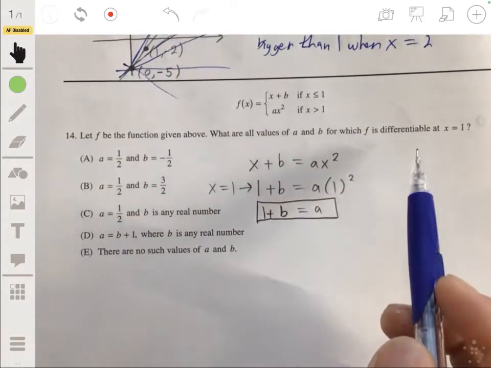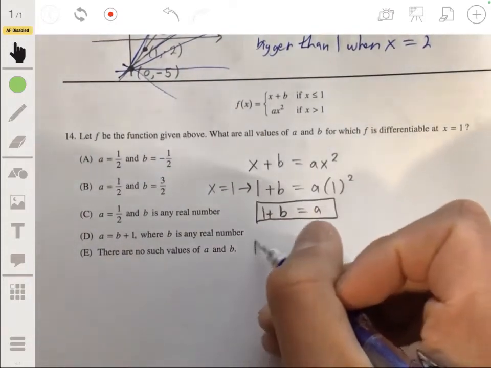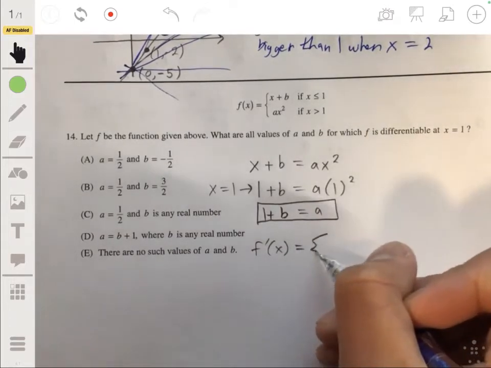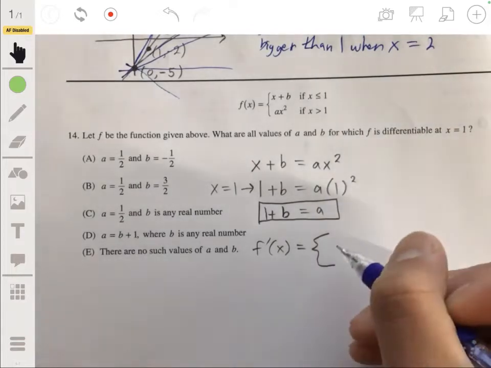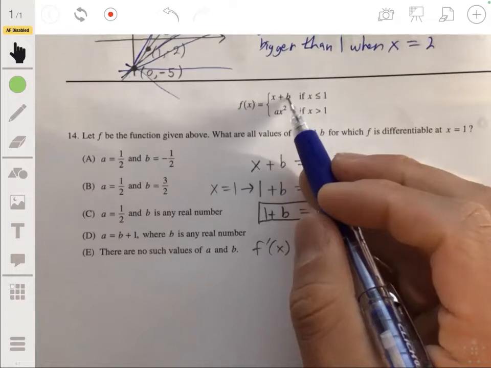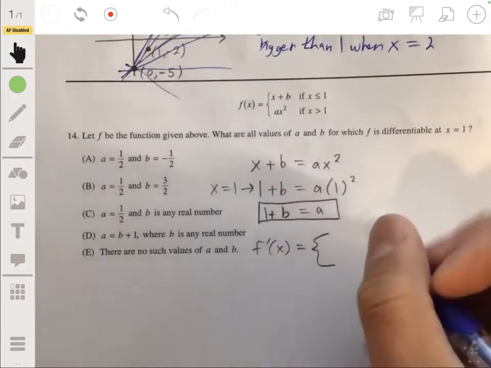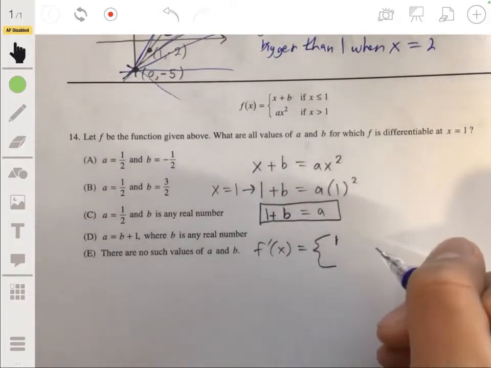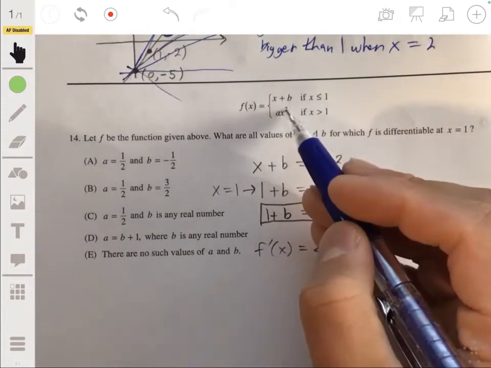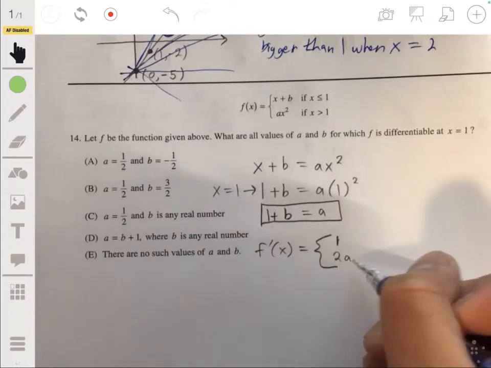Now, since we're looking at differentiability, let's look at what f prime of x would be. And all you're really doing is taking the derivative of each expression. The derivative of x plus b, remember, a and b are constants, is just 1. And then the derivative of ax squared would just be 2ax.